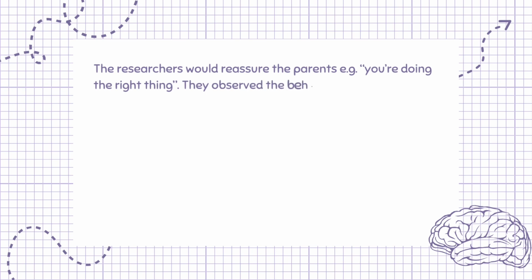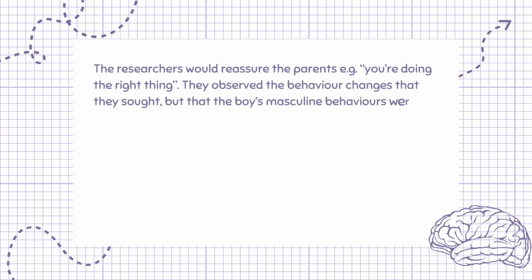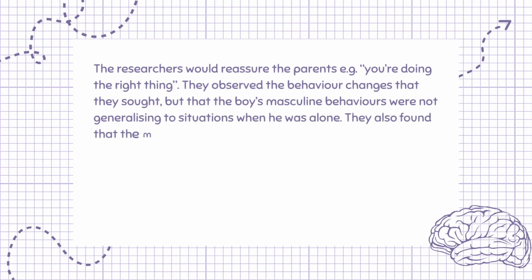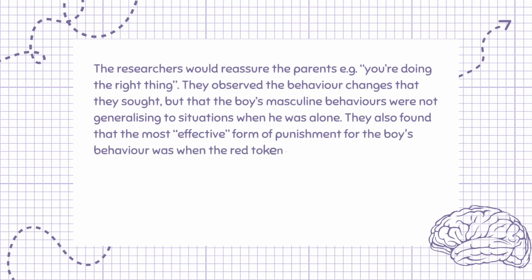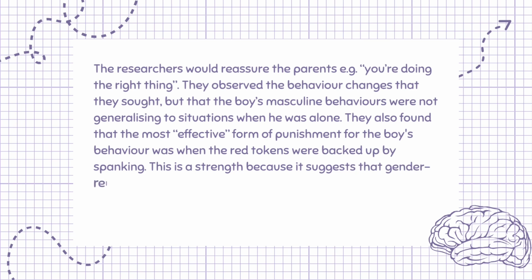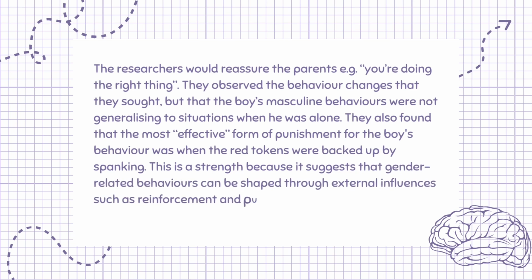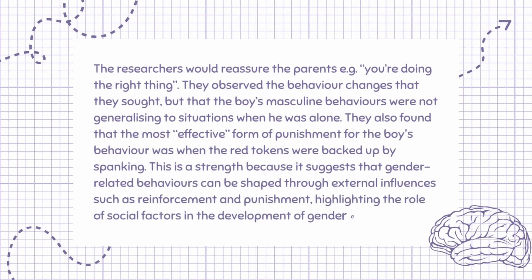They observed the behavior changes that they sought, but that the boy's masculine behaviors were not generalizing to situations when he was alone. They also found that the most effective form of punishment for the boy's behavior was when the red tokens were backed up by spanking. This is a strength because it suggests that gender-related behaviors can be shaped through external influences such as reinforcement and punishment, highlighting the role of social factors in the development of gender expression.